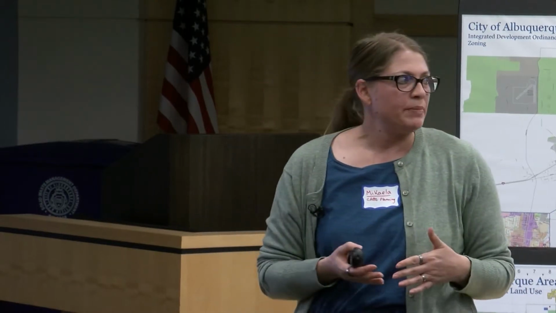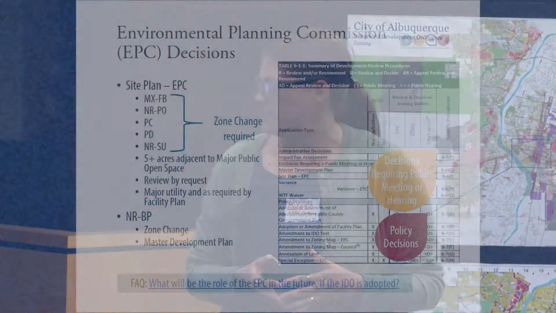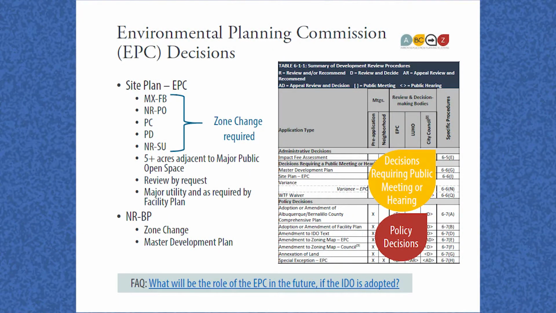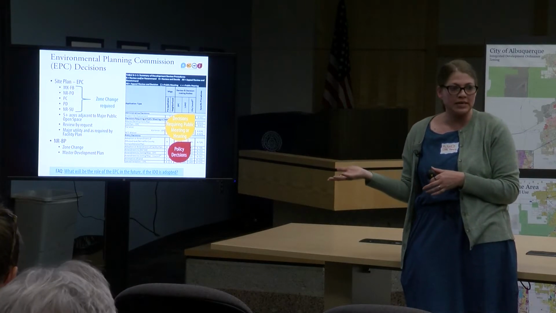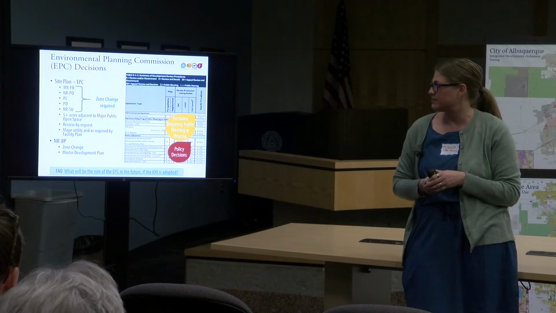In terms of the Environmental Planning Commission, or EPC, the EPC looks at site plans for zones that are considered one-off kinds of zones. So the first is a mixed-use, form-based zone. These are a category of zones that we have in the zoning code today as optional. And they remain an optional zone in the Integrated Development Ordinance that you can ask for a zone change to that MXFB, and it requires that the Planning Commission also look at and approve a site plan for that site.